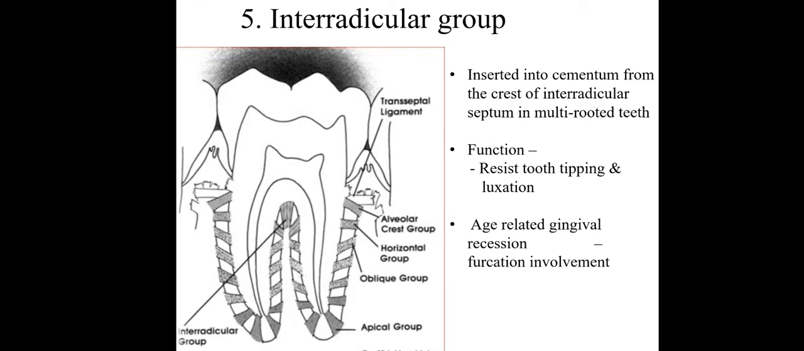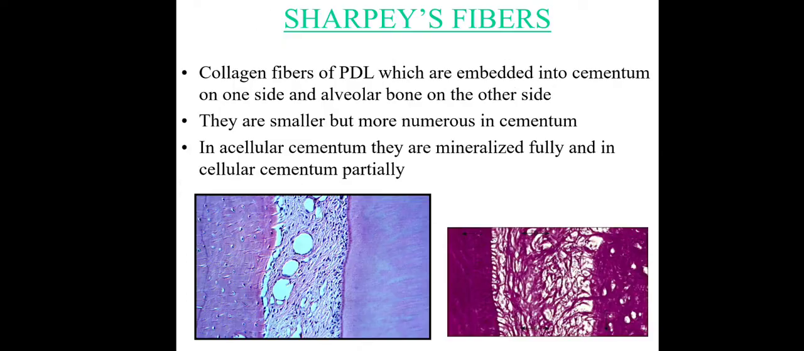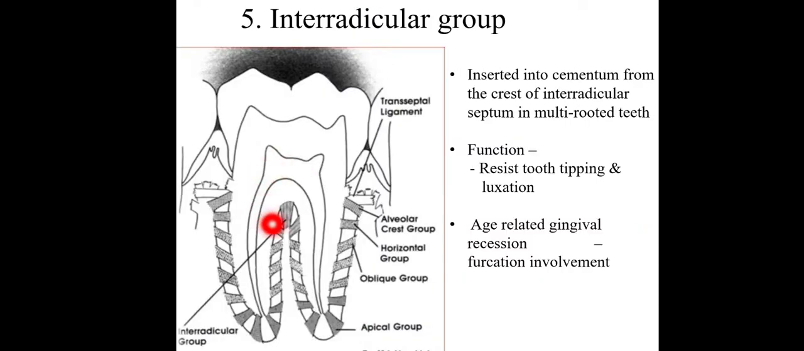Interradicular group of fibers. Interradicular group of fibers are present between the different roots of multi-rooted teeth. As the name suggests, they are found in between different roots of multi-rooted teeth. They extend from the interradicular septum, a bony septum between the roots of a multi-rooted tooth, and attach to the furcation area of the root.